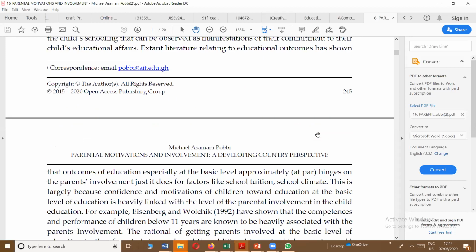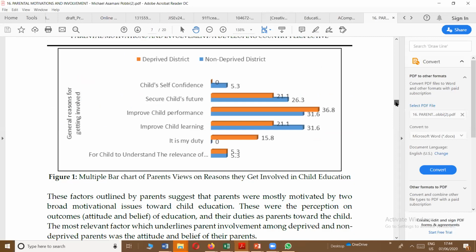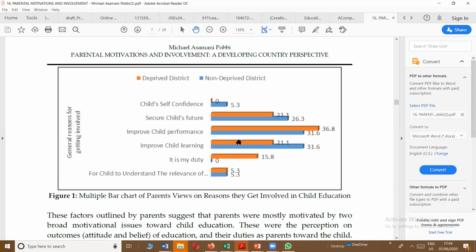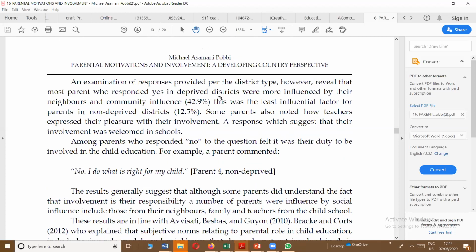With reference to what we're doing today, which is on frequency distribution tables, frequency distribution tables help us to at least get an overview of how things are. I think this is a purely qualitative paper, but at least you can see some percentages in there. It says an examination of responses revealed that most parents who responded yes in deprived districts were more influenced by their neighbors and community influence. That's 42.9%. Another thing that frequency tables help us to do is to re-express the frequencies we observed in percentages, and help us to do some comparison among various categories.